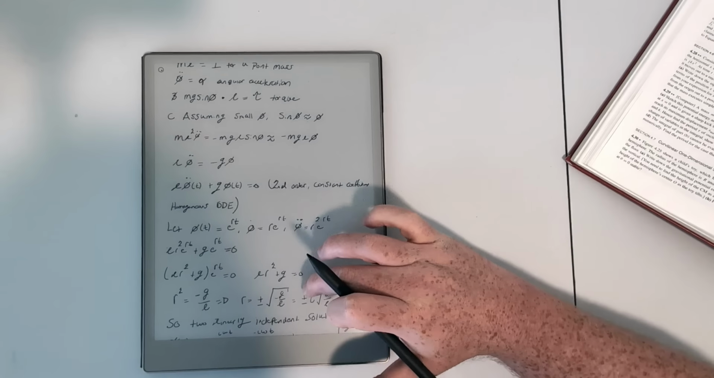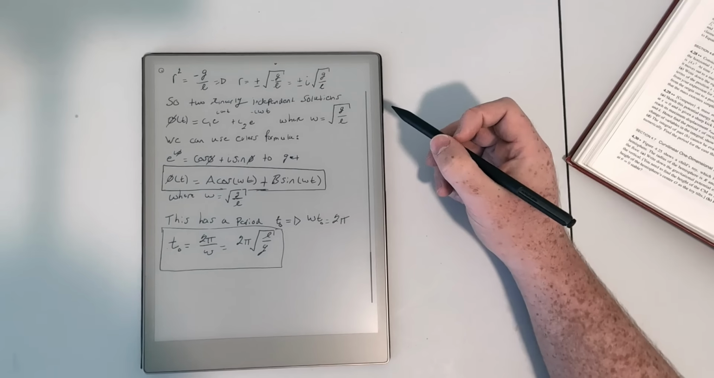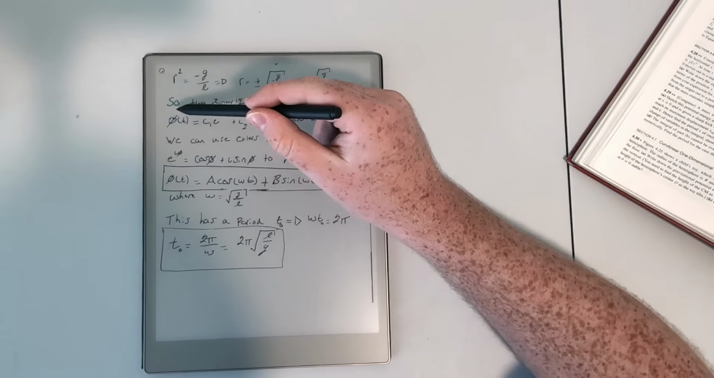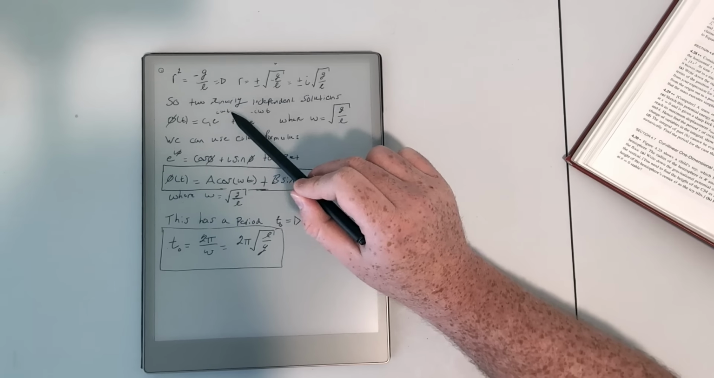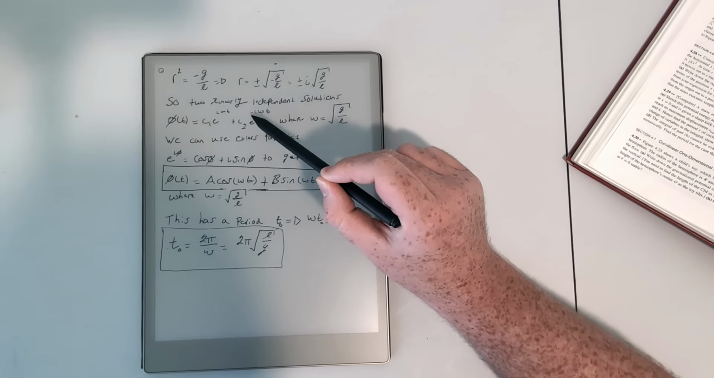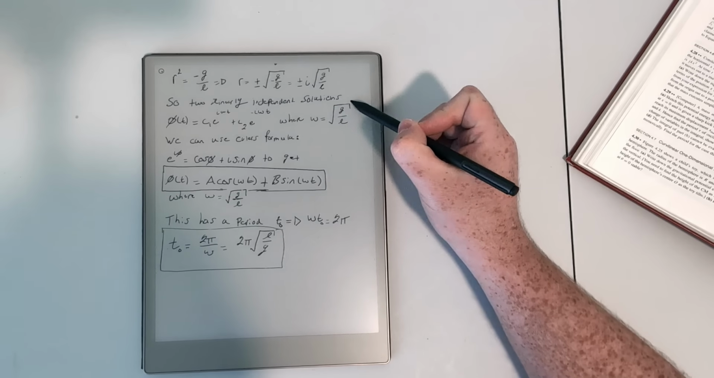So we get these two complex roots, and that gives us two linearly independent solutions. So phi can be expressed as this constant C1 times e to the i omega t plus C2 times e to the minus i omega t, where I'm defining omega to be the square root of G over L.